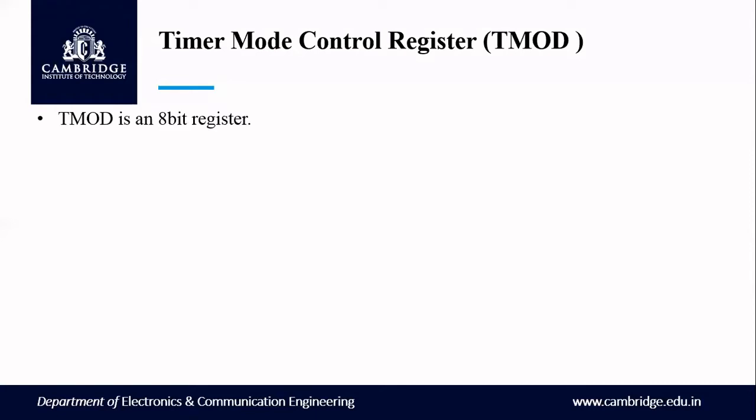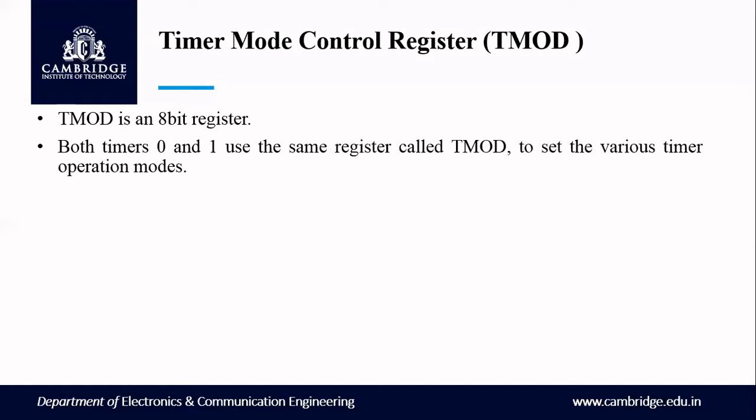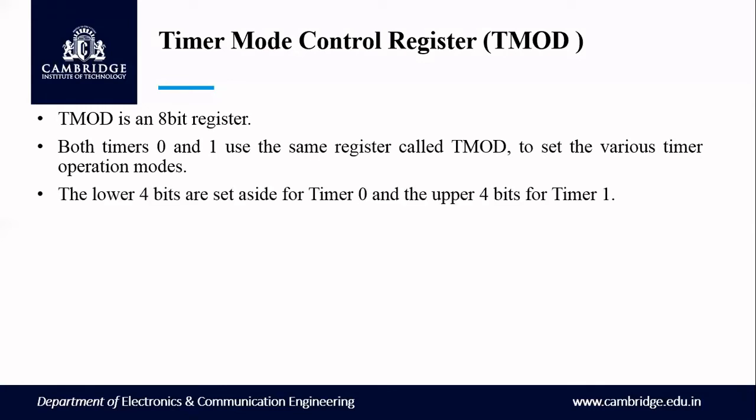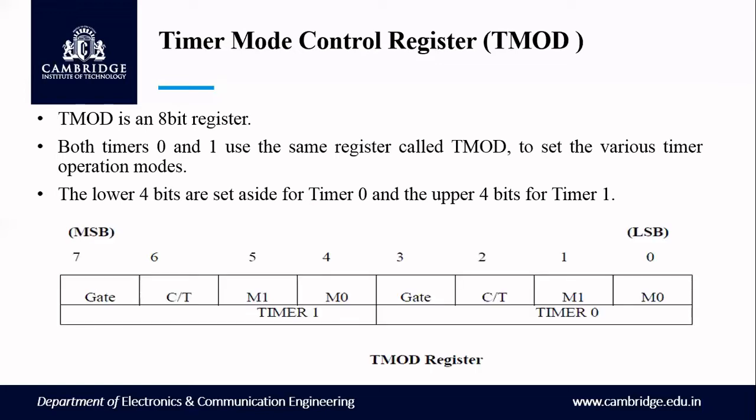The TMOD register is an 8-bit register. Both timer 0 and timer 1 use the same register, called TMOD, to set the various timer operation modes. The lower 4 bits are set aside for timer 0 and the upper 4 bits for timer 1. This is very important. Whenever you are configuring, whether you are using timer 0 or timer 1, you need to understand this, and accordingly use the lower 4 bits or the higher 4 bits. If you see the structure of the TMOD register, it is an 8-bit register, from 0 to 7, LSB to MSB bits. So bits 0, 1, 2, 3 stand for the lower 4 bits, and they are meant for timer 0.